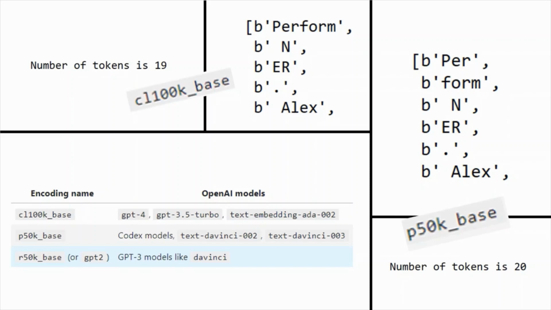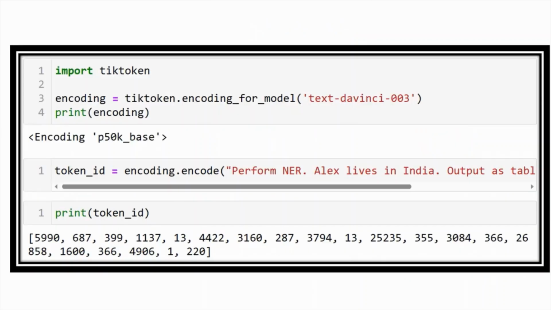By examining the examples, you can observe the variations in the tokenization patterns. For example, in CL100K base, "perform" is tokenized as "perform", whereas in P50K base, "perform" is split into "per" and "form". These variations can result in different token counts, and they also provide insight on how the different models handle text representation.